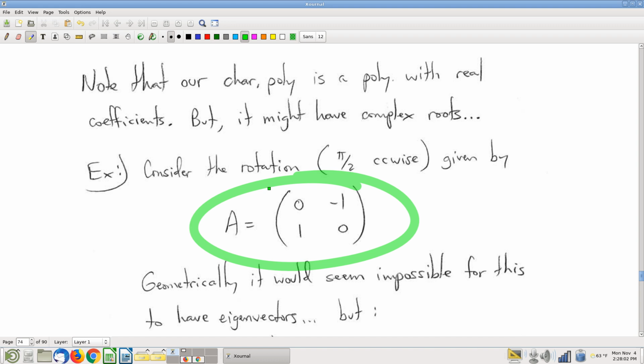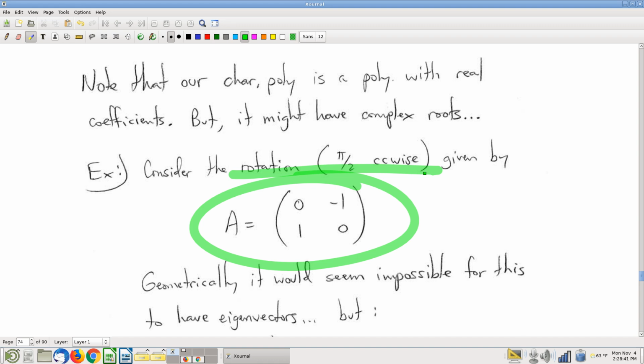This matrix here, you'll recall, is a rotation by pi/2 counterclockwise. We talked about rotation matrices not too long ago. And first, a quick appeal: when you rotate a non-zero vector, how could you get a multiple of the original vector? A rotation seems like you're going to get a different direction than you had initially. How could you possibly get a scalar multiple of what you had before? So there's a temptation to say there are no eigenvectors at all.